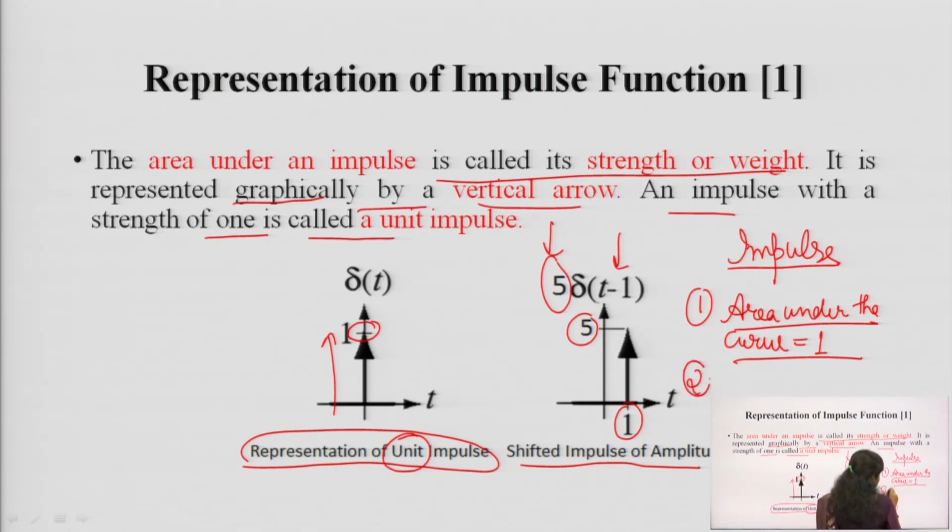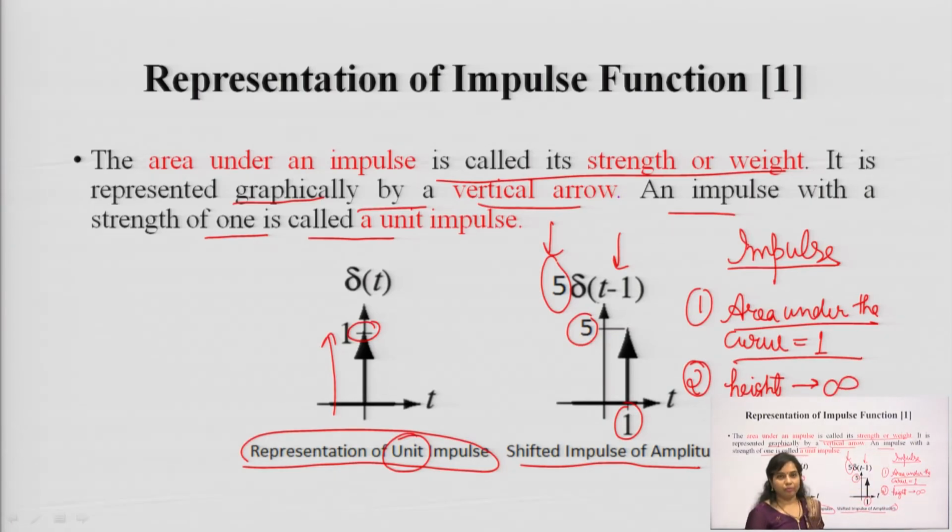The second point that you have to consider is height. The height extends to infinity if we are not considering the unit impulse function, but if you are considering the unit impulse function, it means you have restricted the height to unity, that is 1. So, the amplitude in that case will be 1. These are the two properties related to the impulse function.